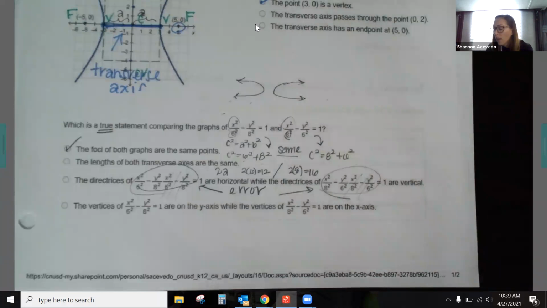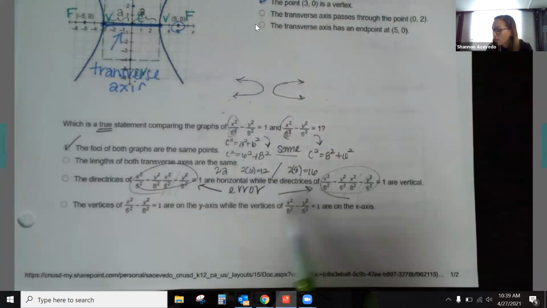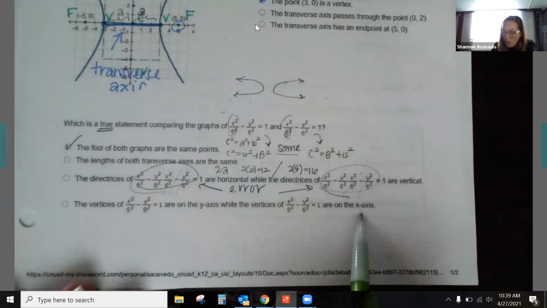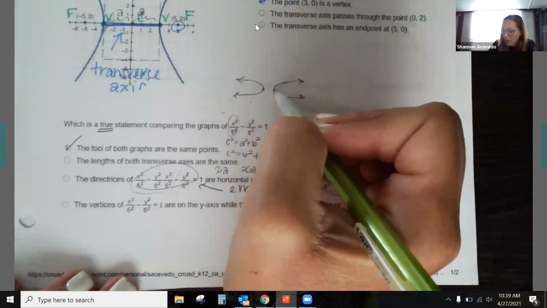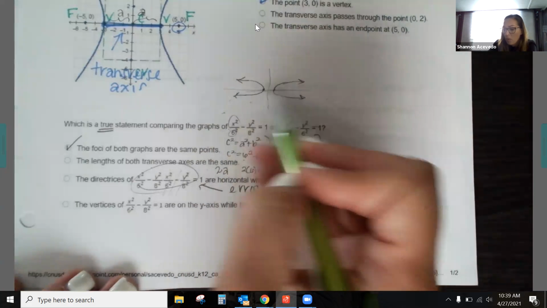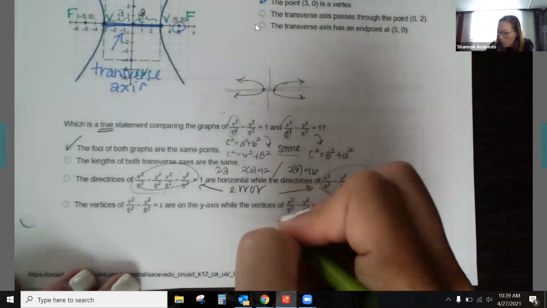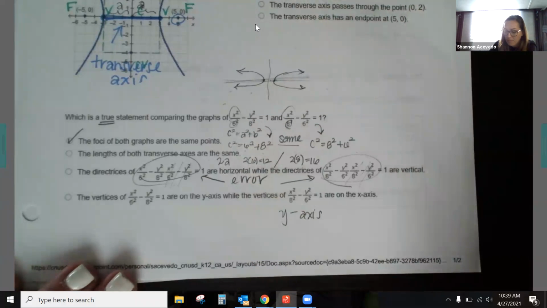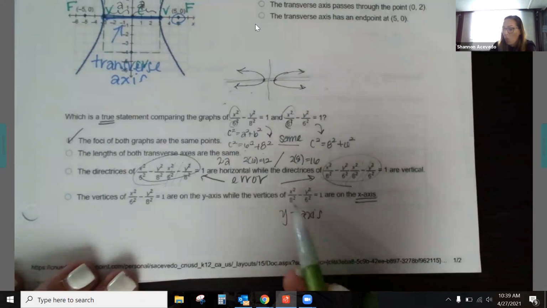So the next one says the vertices are on the y-axis, while the vertices here are on the x-axis. And that's not going to be the case. When I look here, this is saying my vertices. Remember, these are going to be my vertices here. We're at the origin. So my vertices are going to be, when I'm going left and right, this axis here. What axis is this? They're going to be on the x-axis. So this one says on the y. That's not the case. They're both going to be on that x-axis.